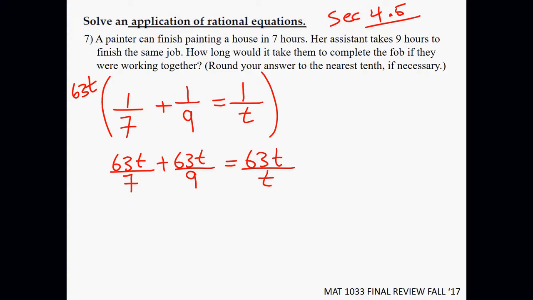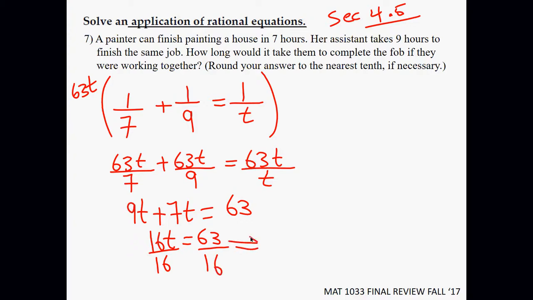Let's simplify. 63 over 7 will be 9t, plus 63 over 9 will be 7t, equals t with the t cancels, then we get 63. Now we have to combine like terms. 9t plus 7t will be 16t equals 63. You divide both sides by 16. From here we get t equals 63/16. If you use your calculator, 63 divided by 16 will be 3.9375.